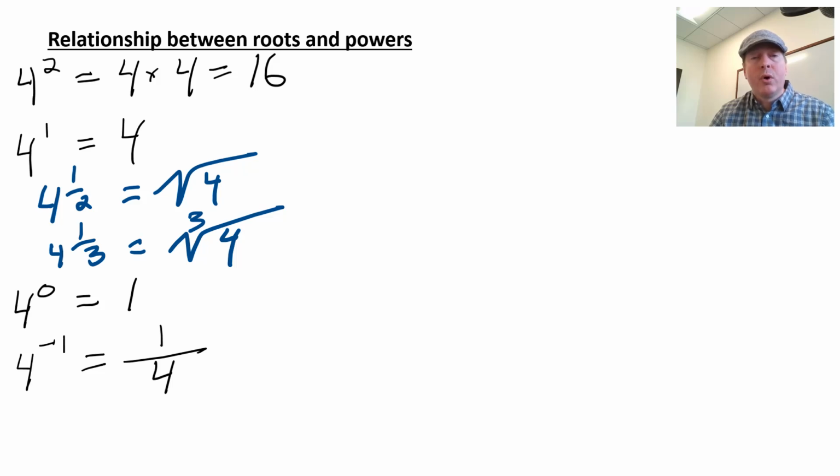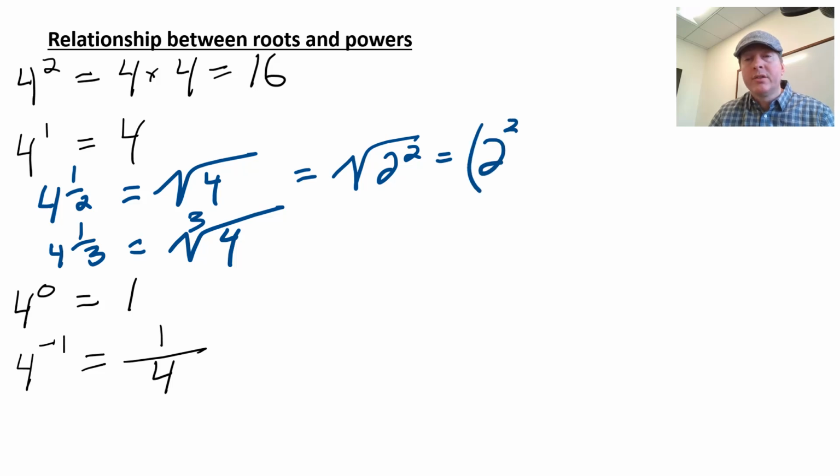The square root of 4 is 2. Why is that? Well, the square root of 4 is the same thing as the square root of 2 squared. It's 2 squared raised to the power of 1/2. 2 times 1/2 is 1. It's 2 to the 1. It's just 2. How about the cubed root of 4? Well, the cubed root of 4, it's not a whole number.